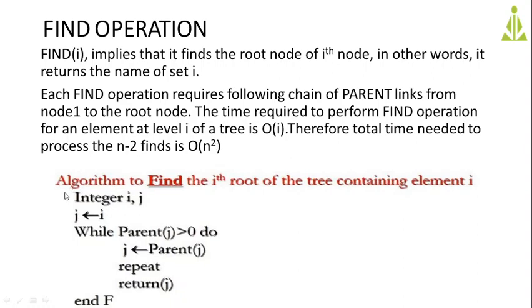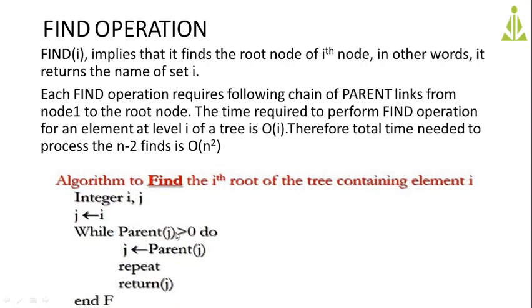Okay, so what is the algorithm for this? The input is integers i, j, and j is i, the same thing we did in the union. Here we are checking: while parent of j is greater than 0, do j is parent of j, repeat. At the end, return j and end find.